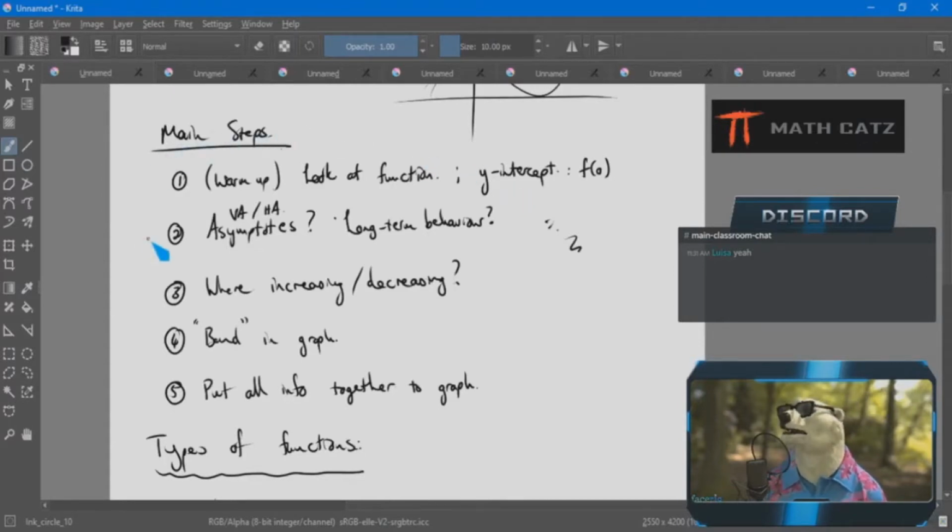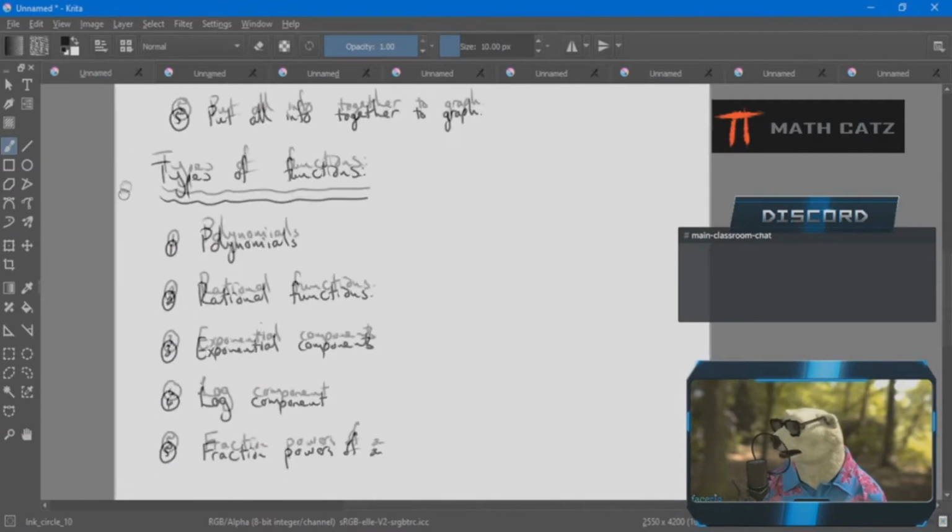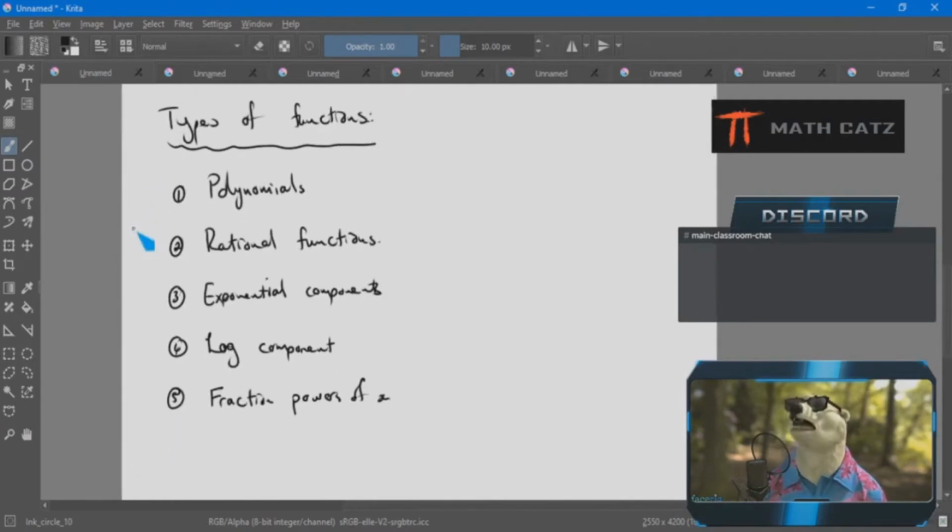The second step is really the first big one, where I'm asking, are there any asymptotes? What's the long-term behavior? Trying to get more information about the graphs in these extreme situations. And then we have some other steps that we have to get to when we get to it. We are also going to mainly focus on 5 types of functions in increasing difficulty for the most part. We'll start with polynomials and work through them. So for step 2, I want to look at an example for each of these at the very least.